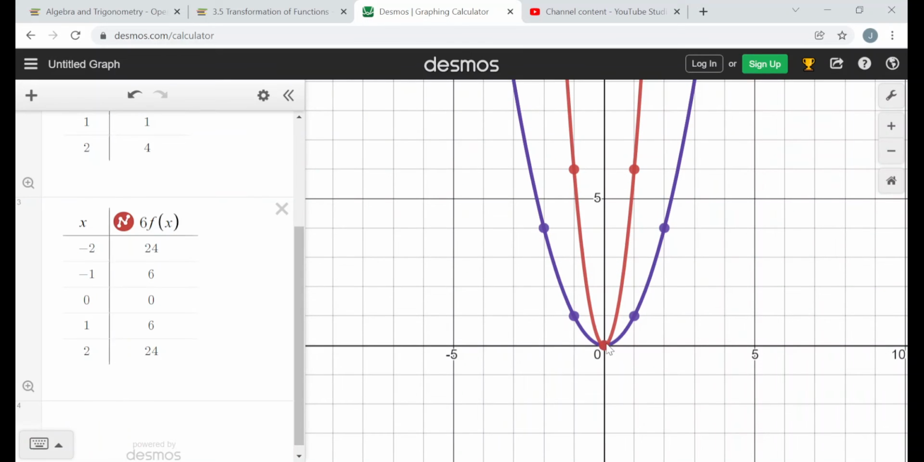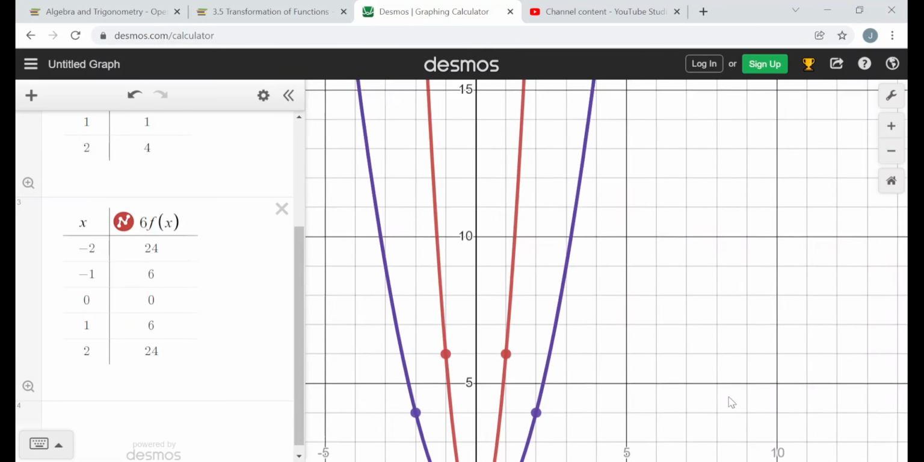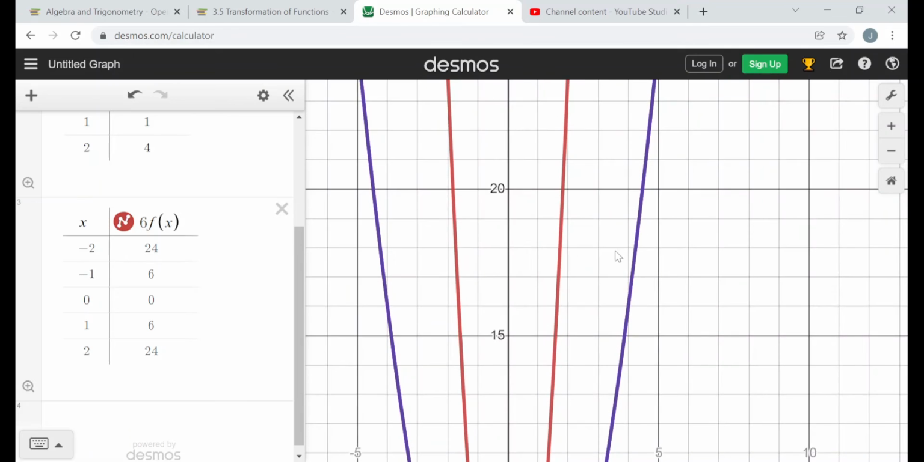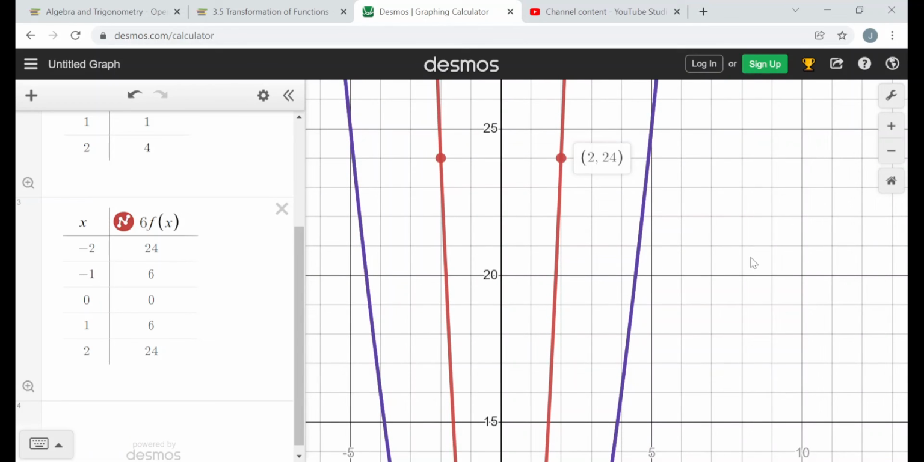So you got this 0, 0, sure, right? That's on both of them. You know, this has 1, 1, 1, 6, right? 6 times the distance from the y-axis. And again, this has 2, 4. This one has 2, 24, 6 times the distance.